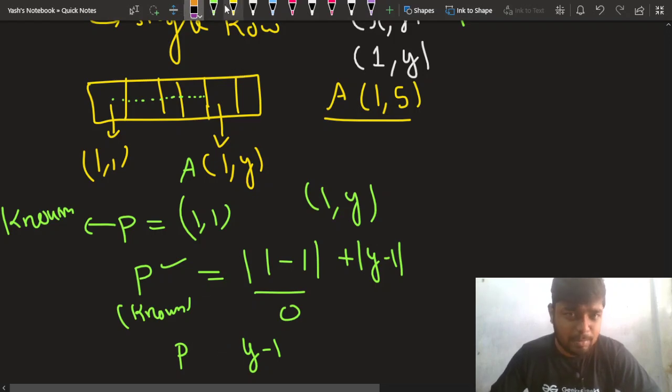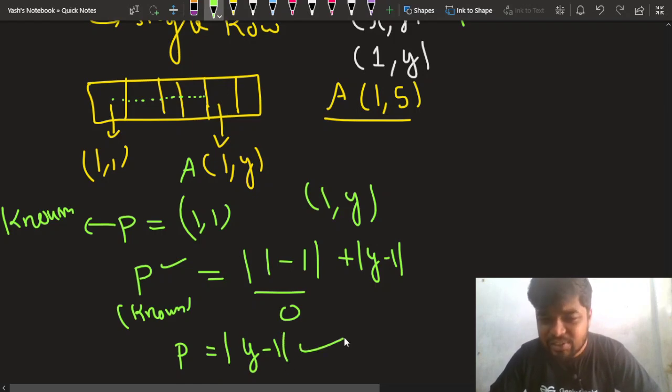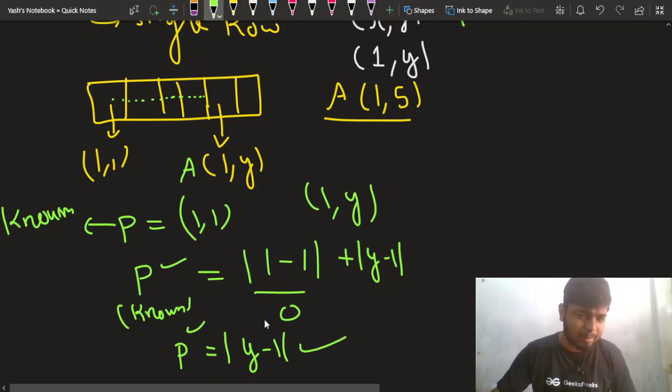So since p is equal to y minus 1, you can directly find the value of y, because p is known to you and minus 1 is also known to you, so you can directly find the value of y.